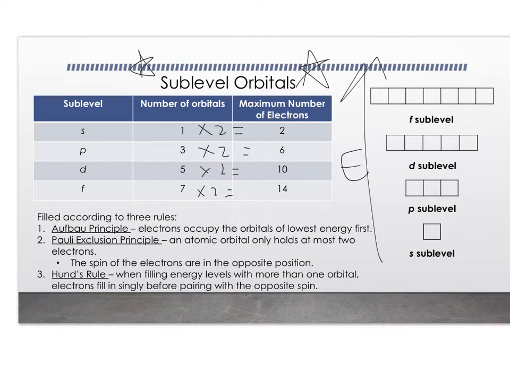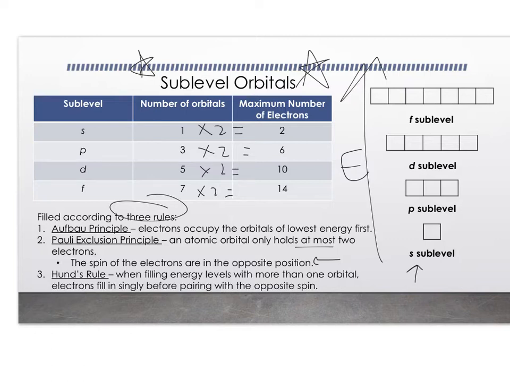And we can fill these orbitals based on 3 rules. And these 3 rules you need to know and to memorize. Your Aufbau principle tells you that electrons occupy orbitals of the lowest energy first. So we need to always start with our S sublevel. That's what that means. The Pauli exclusion principle says an atomic orbital only holds 2 electrons at most. And if you have 2 in the same orbital, they need to have the opposite spin.